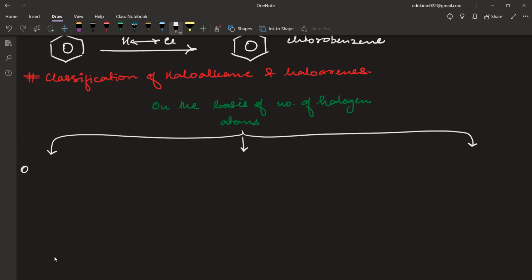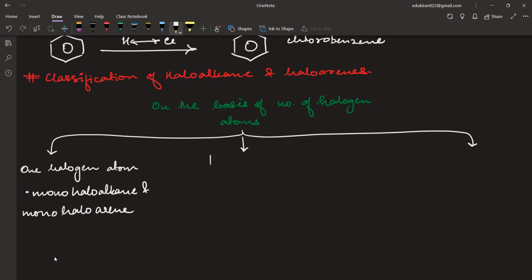If you have one halogen atom, then if you have a haloalkane, it will be named as monohaloalkane. Or if you have a haloarene, it will be named simply as monohaloarene.